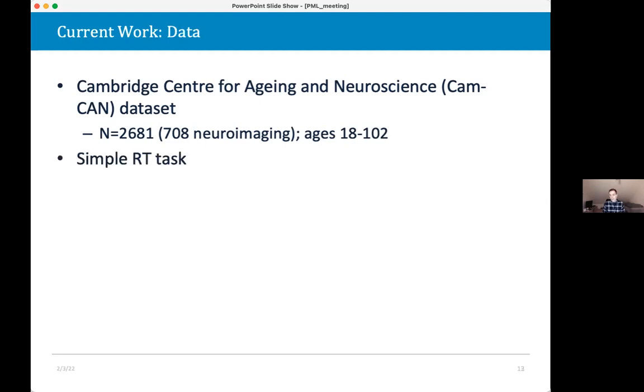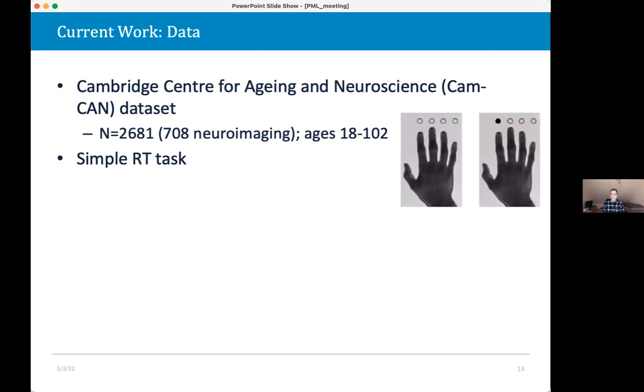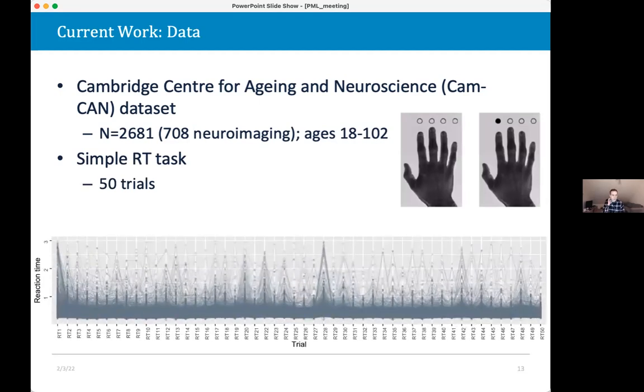So the task that we're going to use for this is a very simple reaction time task. It's nothing more than participants have 4 cues. They're cued to respond with a given finger, and their instructions are just to respond as fast as possible. There are no incentives, there's no additional complexity. It's just a simple reaction time. There are 50 trials, so they do this repeatedly. And here's a subset of 500.